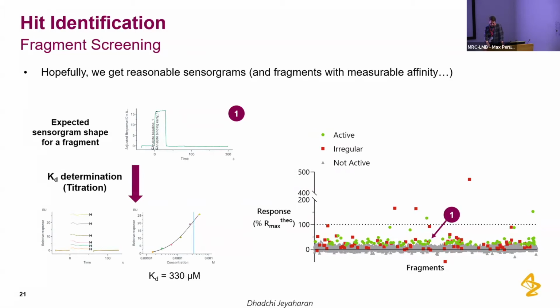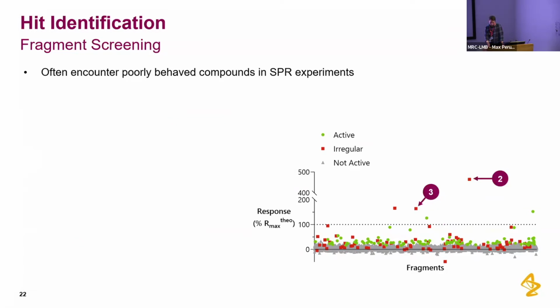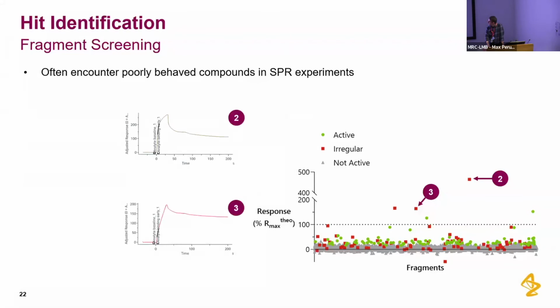But what about these irregular ones? I've picked two examples, and they show similar bad behaviors. The first thing to note is the response is greater than 100%. That already suggests, just from these points on the plot, that there's something going on, because if you have one-to-one binding, it shouldn't really be much above 100%. And these are the sensorgrams for those compounds.